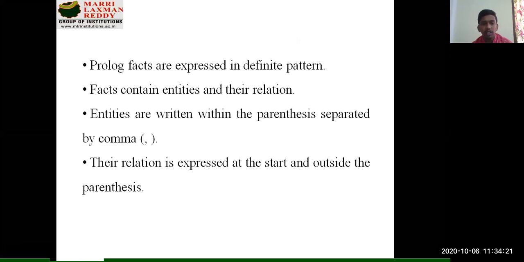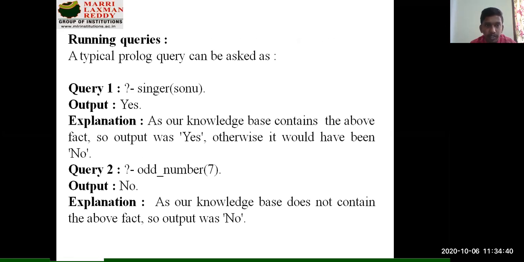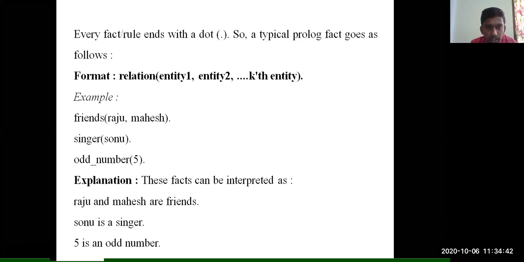The relation is expressed at the start, outside of the parentheses. So here you can see the relation can be expressed at the start or end of your parentheses. That is, entities will be inside your parentheses, and outside your parentheses you will be having your relation. I hope these statements are clear with you guys.